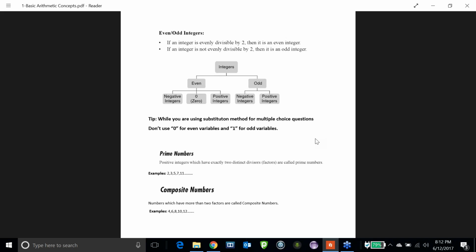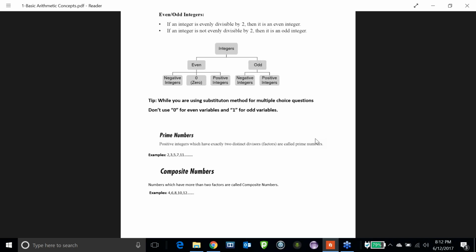Apart from that, all the even numbers are composite numbers. And what is a composite number? Composite numbers are nothing but numbers which have more than two factors. It might be 3, 4, or 5, however many factors it might be. All those are called composite numbers.